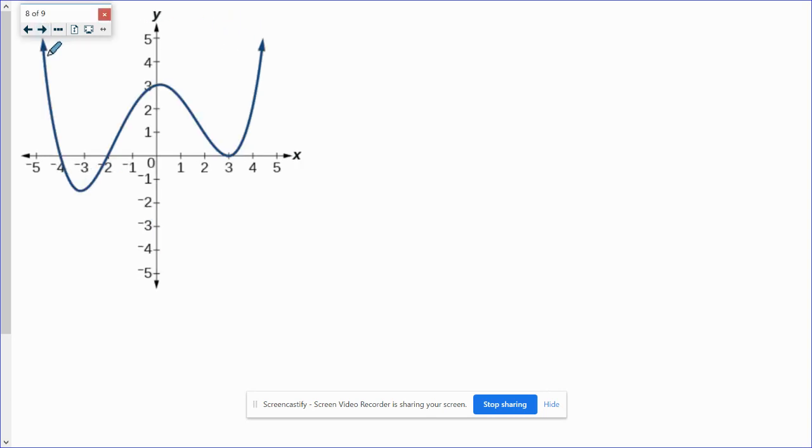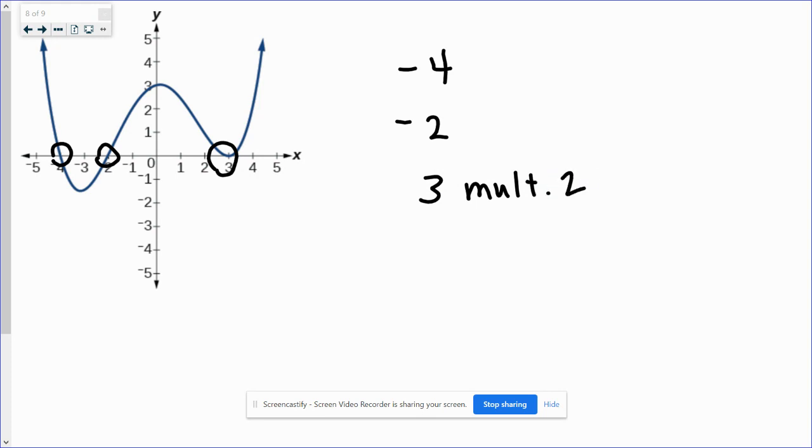Let's go with one more. So again, it's going to cross through at -4, which is the multiplicity of 1, cross through at -2, multiplicity of 1, and bounce at 3. So 3 multiplicity of 2. All right, so that's your basic introduction to roots, zeros, x-intercepts, and your understanding of multiplicity.